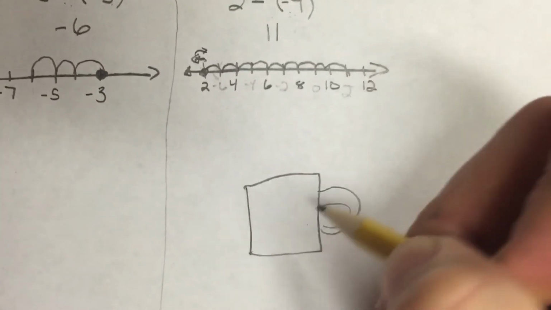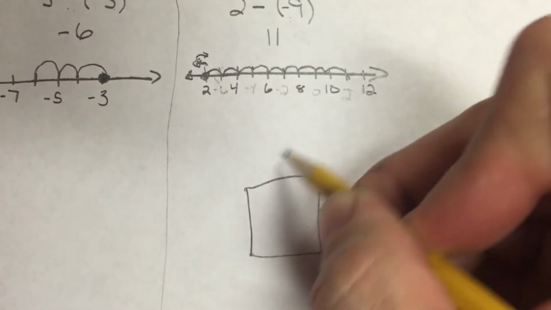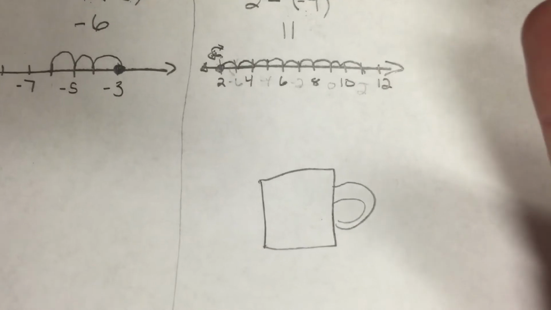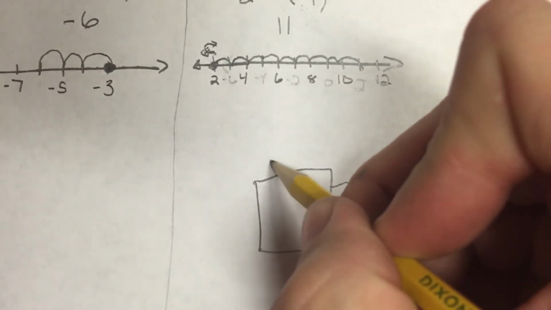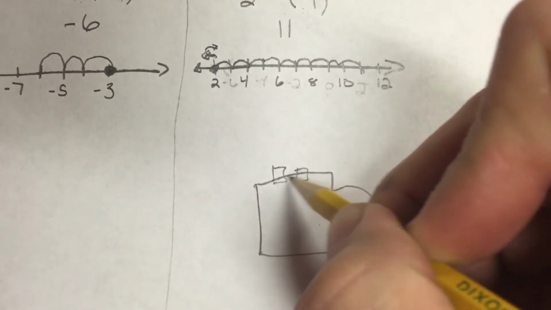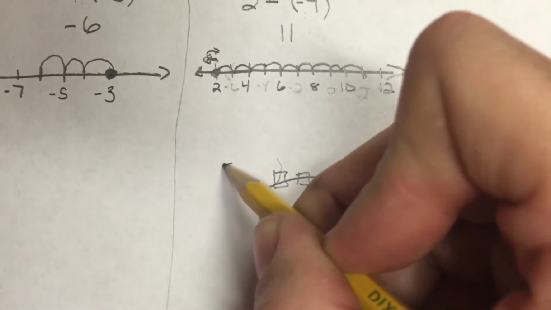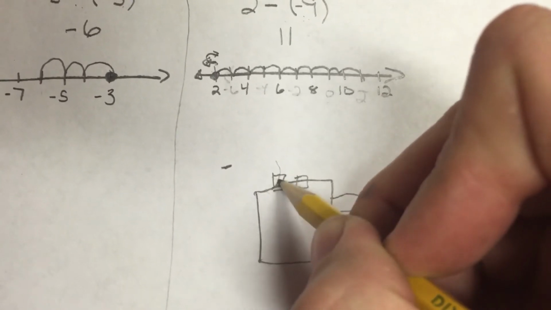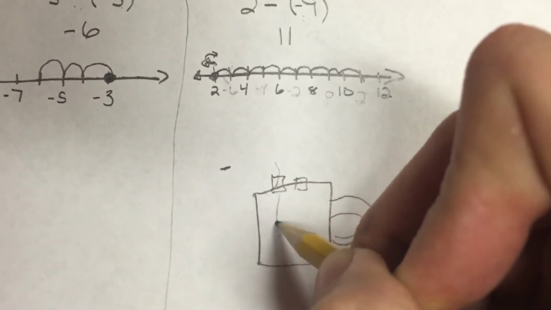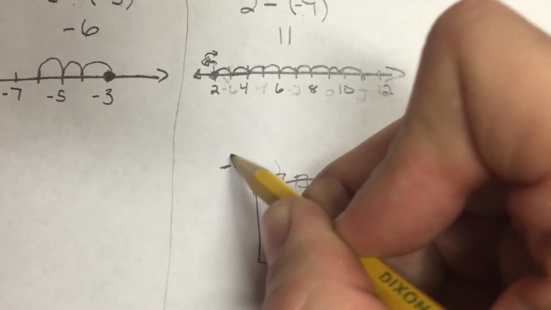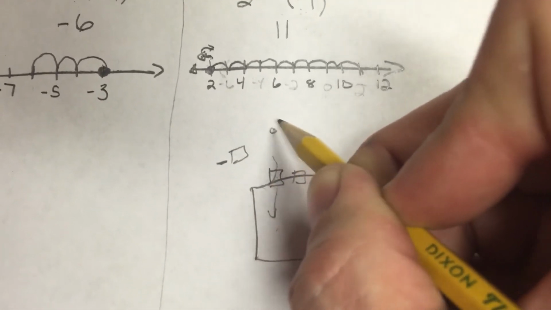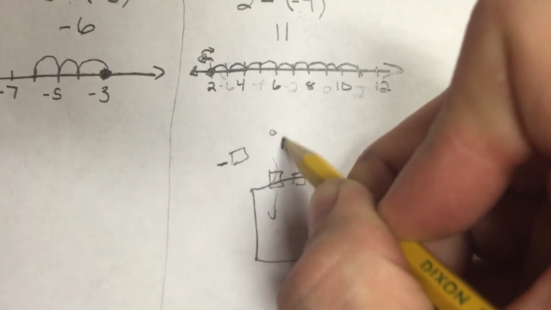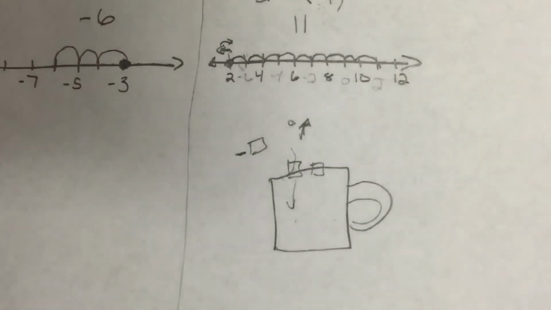I have a cup of hot chocolate. If it's too hot, I'm going to add cold water to cool it down. But if I take ice cubes out, so I'm subtracting a negative, something that makes the temperature decrease, by subtracting an ice cube, my temperature is actually going to be going up.